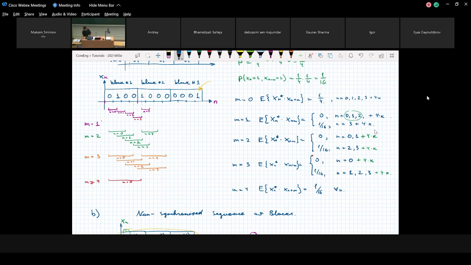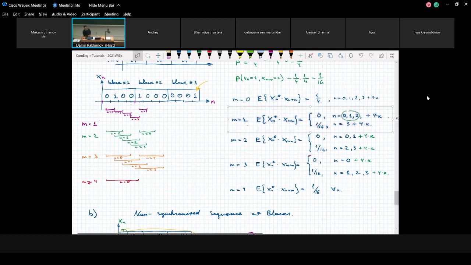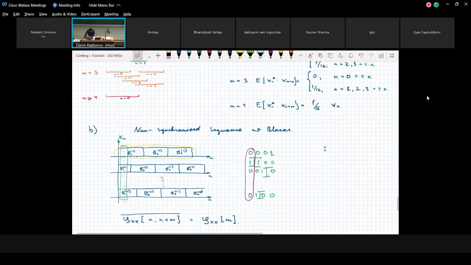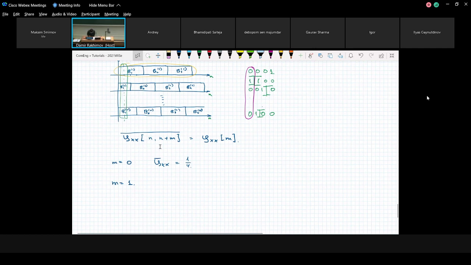For m equals 1, you see that we have a non-zero component only in 1 out of 4 cases. For the first case it was 1 over 4. For the second case, we calculate it as 1 over 4 times 1 over 16 plus 3 over 4 times 0, and it gives us 1 over 64. We can also rewrite the first value as 16 over 64.